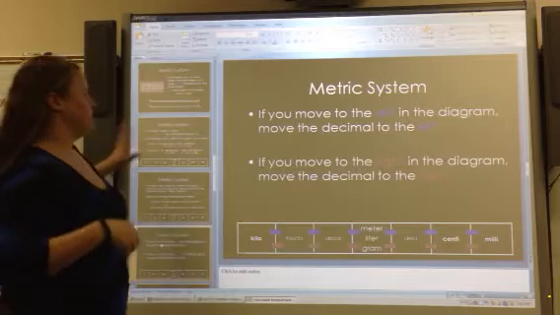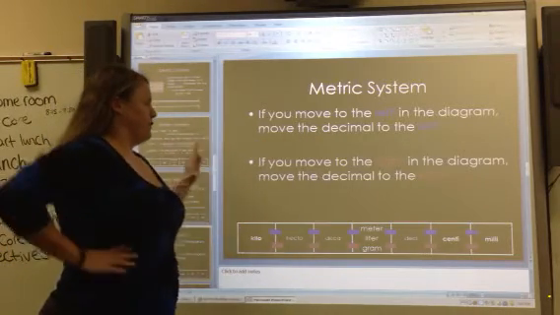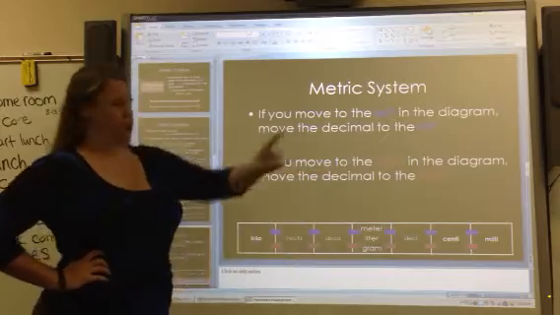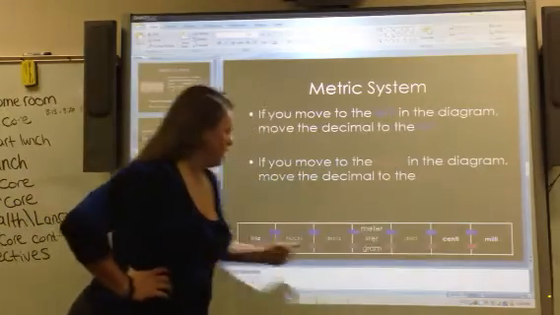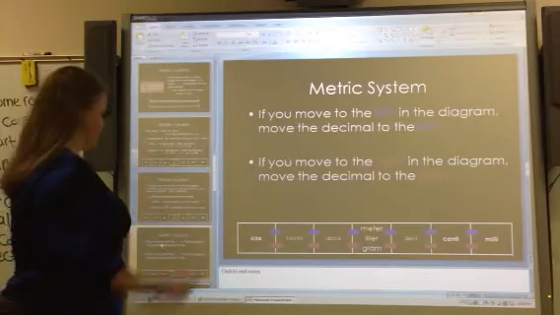All right, so again, if you move to the left, move the decimal to the left. If you move to the right, move the decimal to the right. And here's another diagram. Move the decimal this way, move the decimal this way, depending on which way you're moving.